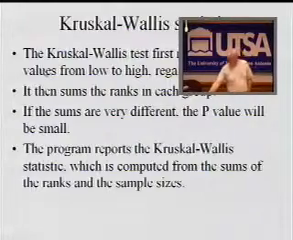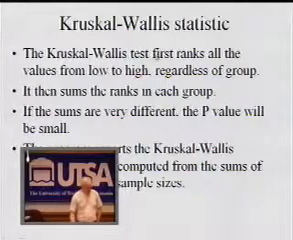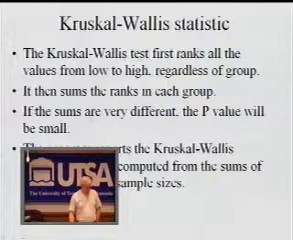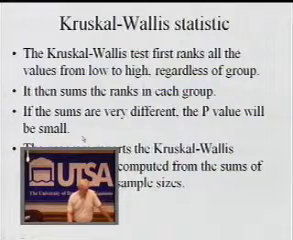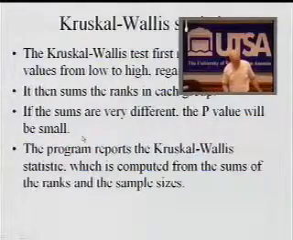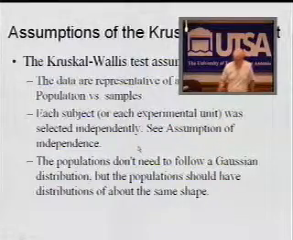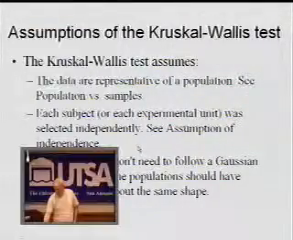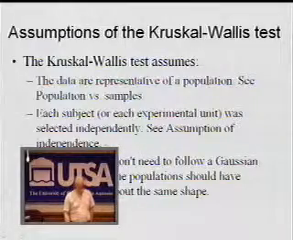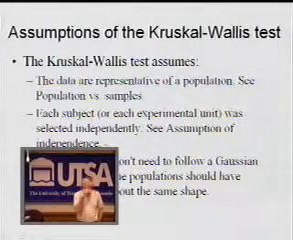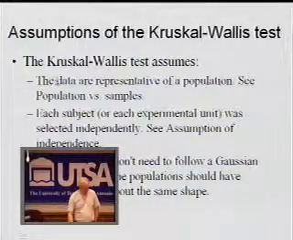So the Kruskal-Wallis statistic first ranks all of the values from low to high, regardless of the group, and sums the ranks in each group. If the sums are different, the p-value will be small. The program reports the Kruskal-Wallis statistic, which is computed from the sums of the ranks and the sample sizes. So we don't go through all the mathematical formula for this. It's more of just to appreciate how it is approached. It's more of a ranking and looking at the median value.